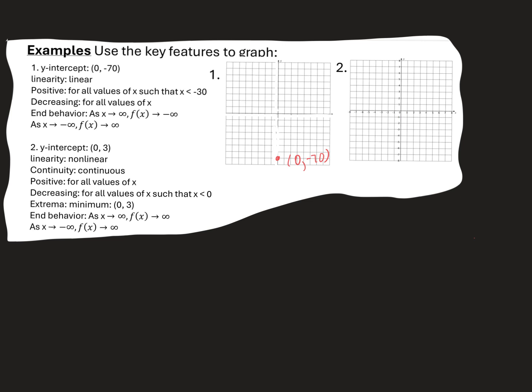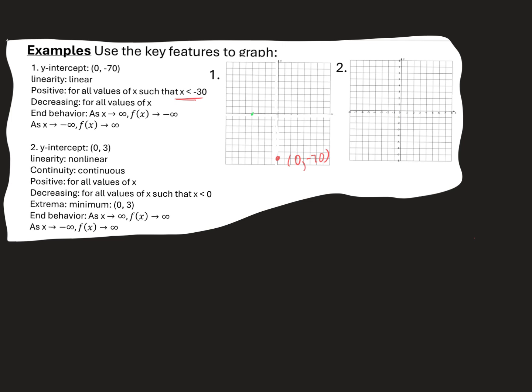It's a line because it says it's linear. Next it says it's positive for all values of x such that x is less than negative 30. So my line, yes, because it's linear, is going to be below negative 30. So if negative 30, let me do it in green, if negative 30 is here, then it's going to be below negative 30.